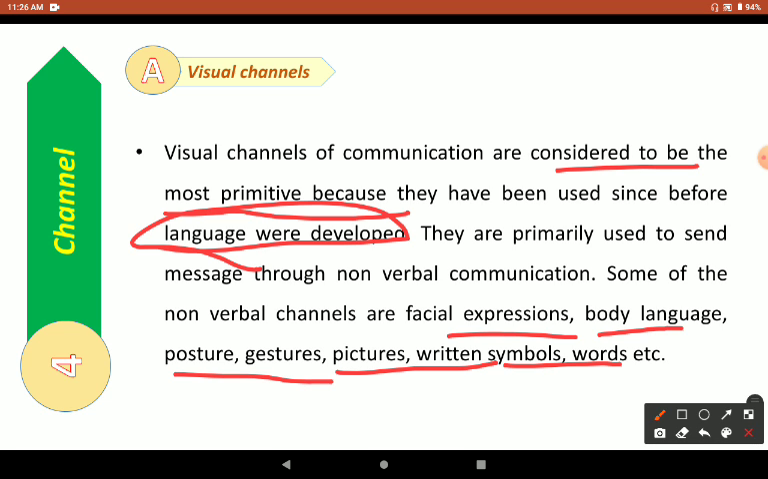For an example, if you are in the ward, you are seeing a patient who is continuously changing their positions, and the person has kept his or her hand on their abdomen. So by the seeing itself, you can understand that the patient or the person is having some pain or difficulty in his or her abdomen, isn't it? So by the seeing itself, you have got the knowledge that the person is having abdominal pain, isn't it? So that is visual. By the seeing only, you understand about that. Understood? So next, we will see about the auditory channels.